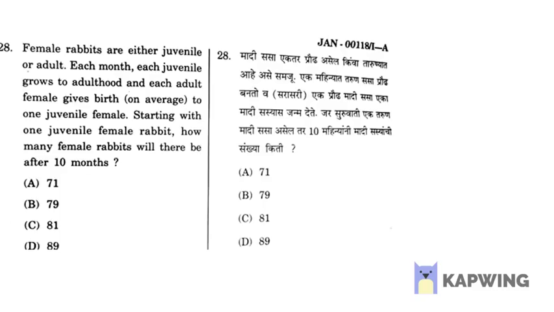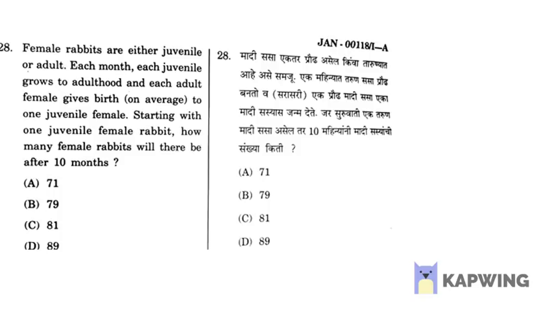This is the problem. Female rabbits are either juvenile or adult. Each month each juvenile grows to adulthood and each adult female gives birth to one juvenile female. Starting with one juvenile female rabbit, how many female rabbits will there be after 10 months? So friends, this problem was based on the Fibonacci sequence. If you have heard of it, those who are expert can tell you the details of it.